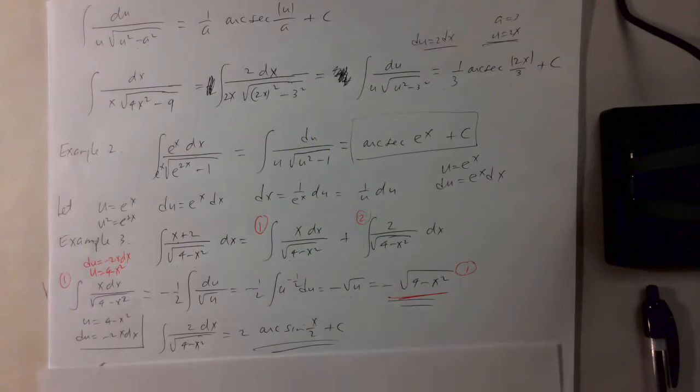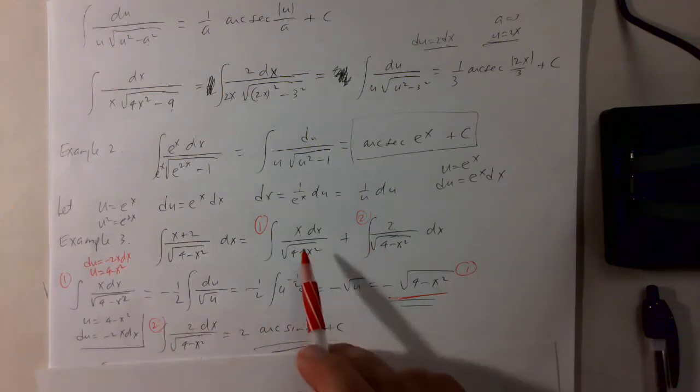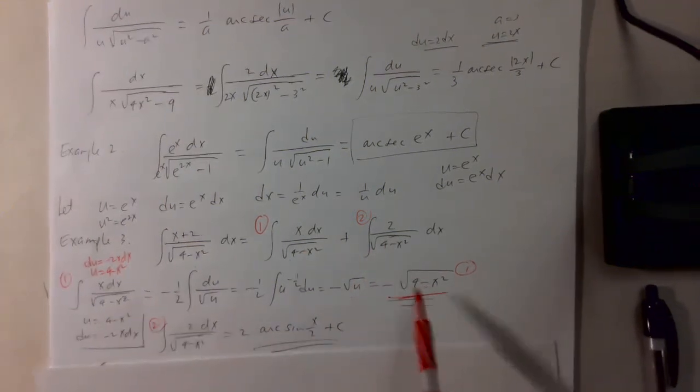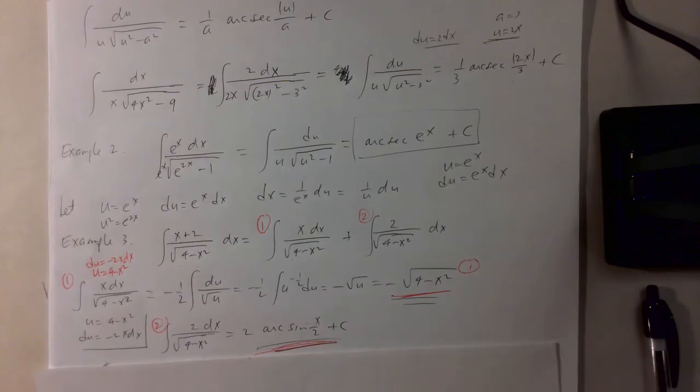Well, this is exactly of the form of the arc sine. I have 2, I can take the 2 outside. This is just the integral of arc sine of x over 2. So I know what this is, I know what this is, namely this and this. I add, and that's the answer.